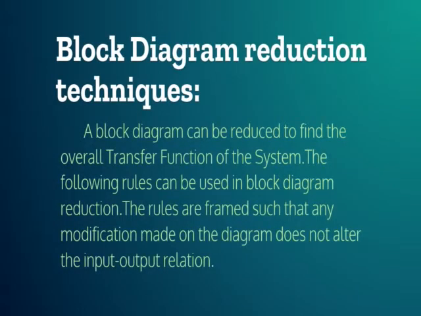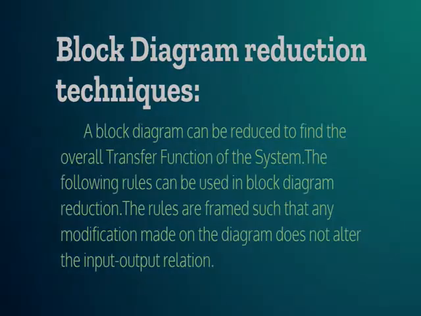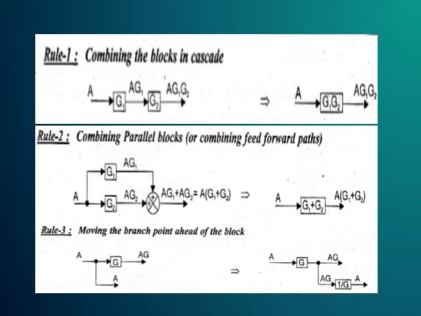Coming to the block diagram reduction techniques, a block diagram can be reduced to find the overall transfer function of the system. The following rules can be used in the block diagram reduction. The rules are framed such that any modification made on the diagram does not alter the input or output relation. Here, the reduction should take place without altering the input and output relation. And coming to the block diagram reduction rules, rule number 1 is combining the blocks in cascade.